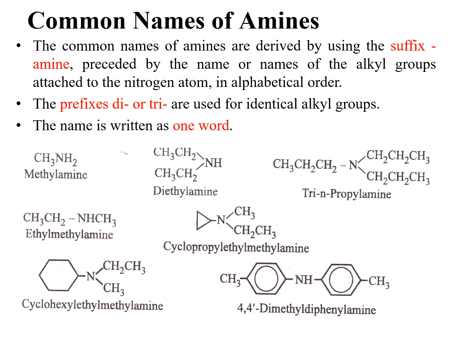The common names of amines are derived by using the suffix amine preceded by the name of the alkyl groups attached to the nitrogen atom in alphabetical order. The prefix di or tri are used for identical alkyl groups. The name is written as one word.